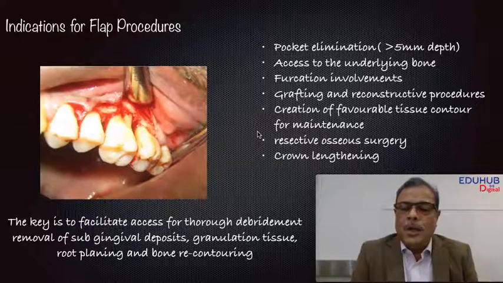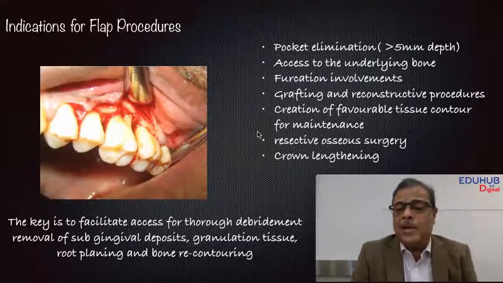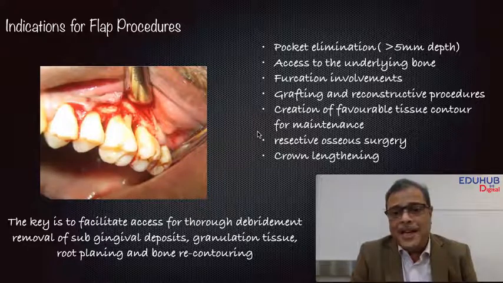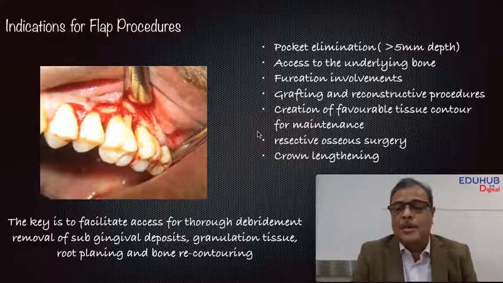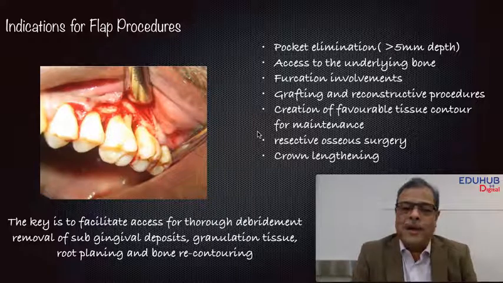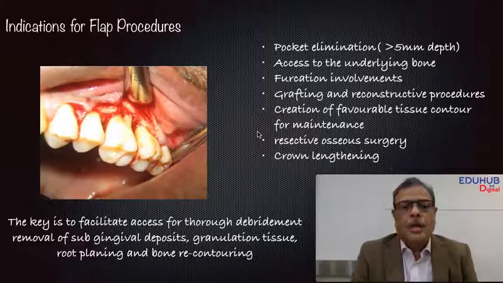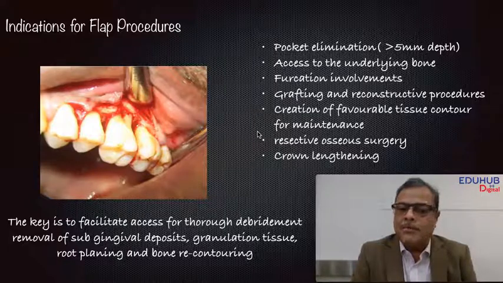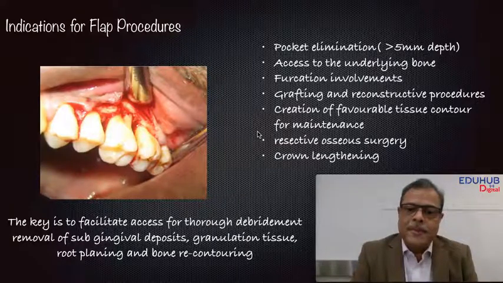Yes. You want to see that the bone defect is something that you have to work on. You need to go deeper. You can't reach with your instruments. You have furcation involvements. You probably need some grafting procedures and reconstructive procedures for that area. You need to create a favorable tissue contour for maintenance. You're doing some resective osteosurgery there, or you also want to do crown lengthening. So these are the reasons where you may advise a flap procedure and not just do deep subgingival curettage and root planing. The key is to facilitate access for thorough debridement, removal of subgingival deposits, granulation tissue, plane the roots, and recontour the bone. So as long as your objectives are met, you could do that procedure.